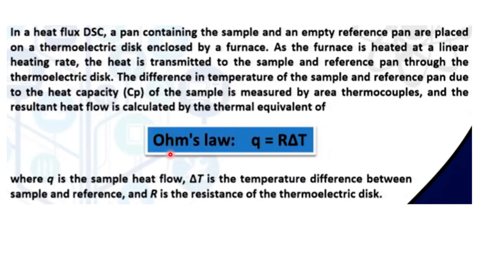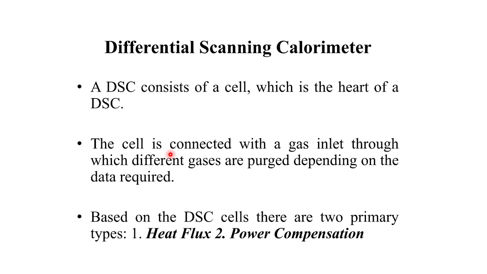So the difference in temperature of the sample and reference pan due to the heat capacity of the sample is measured by an array of thermocouples. The resultant heat flow is calculated by the thermal equivalent. That is the main principle, or Ohm's law: Q equals R into delta T. Q is the sample heat flow, delta T is the temperature difference between the sample and reference pan, and R is the resistance of the thermoelectric disk.